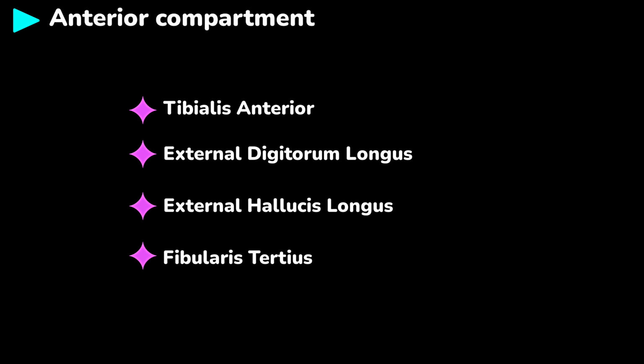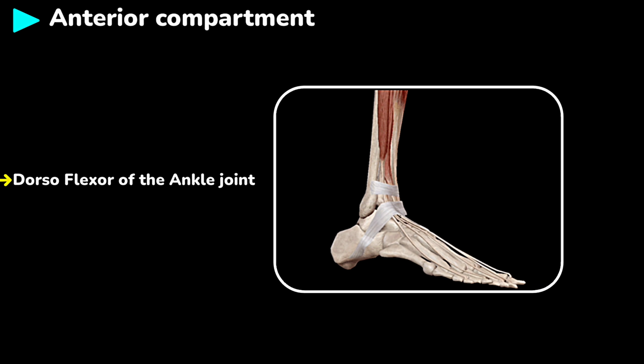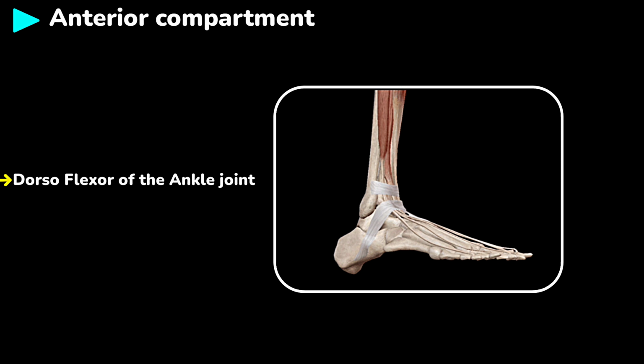There are a total of four muscles in the anterior compartment of the leg, and we will discuss them one by one. They are called the dorsiflexors of the ankle joint, elevating the forefoot, and depressing the heel.